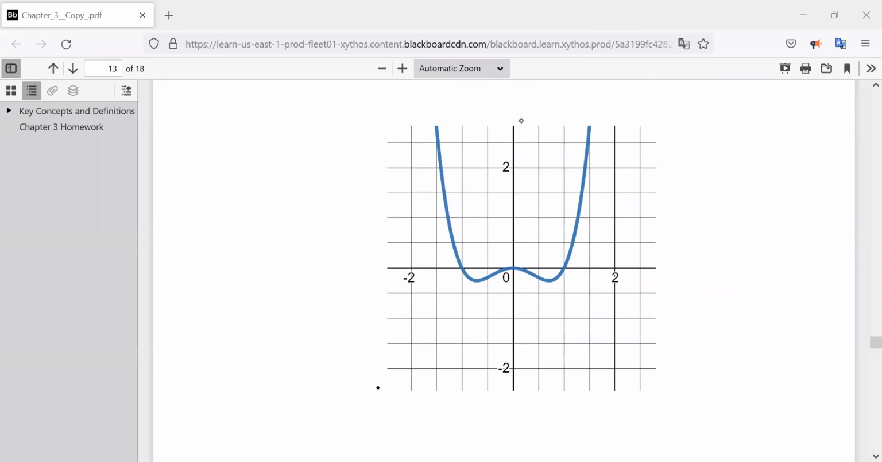What about this guy? Odd, even, neither? Even. Yes, very nice. This guy's even because you can flip it over the y-axis and you get that it's equal to itself. And you can pick a few test points to check that.